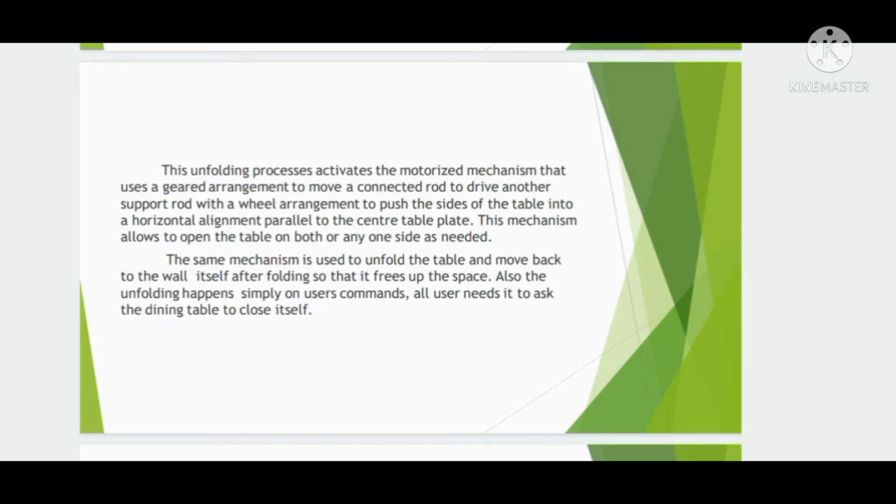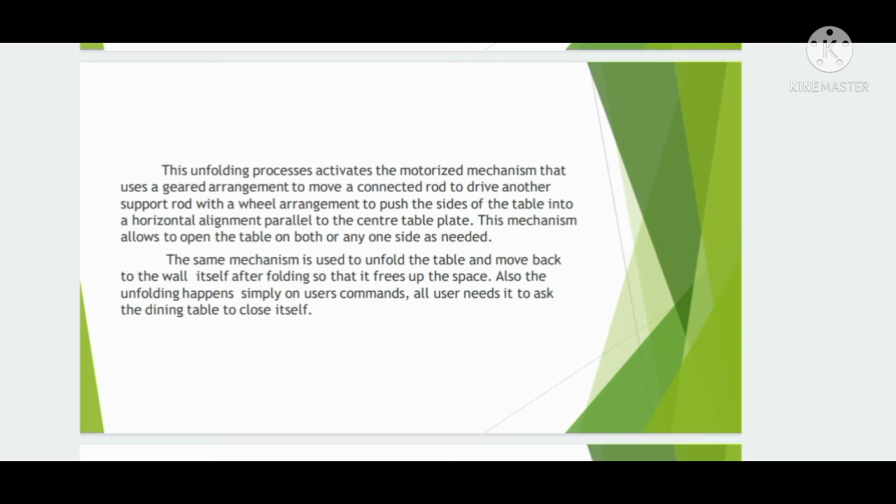The unfolding process activates the motorized mechanism that uses a geared arrangement to move a connecting rod to drive another support rod with a wheel arrangement to push the sides of the table into horizontal alignment, parallel to the center plate of the table. This mechanism allows the table to open on both sides or any one side as needed.